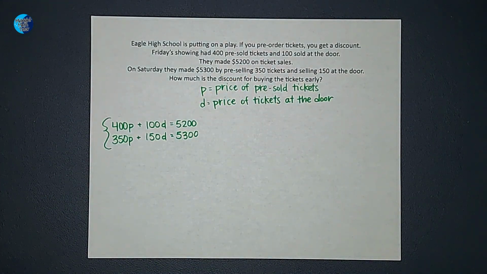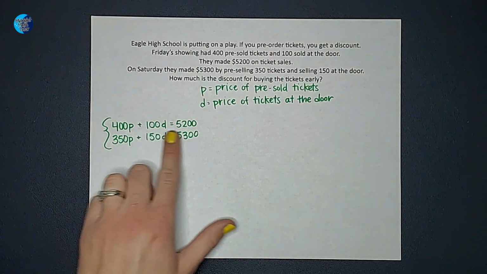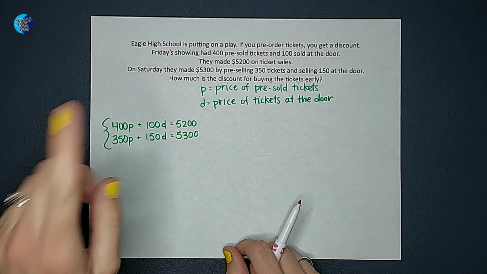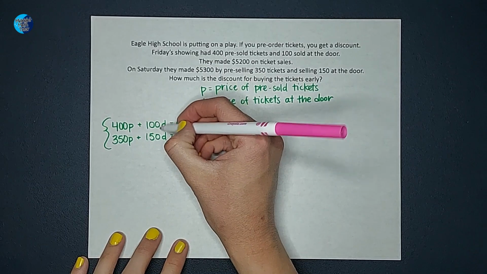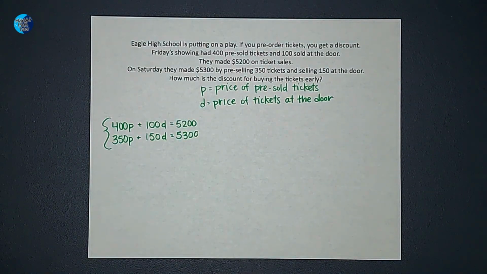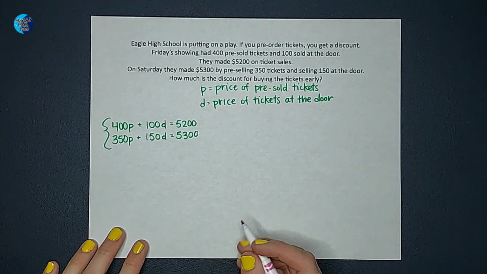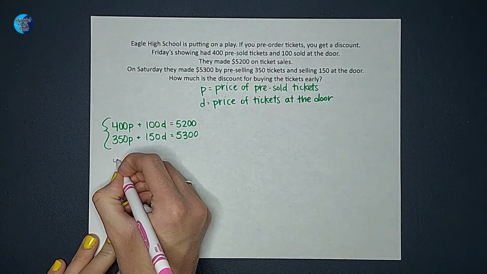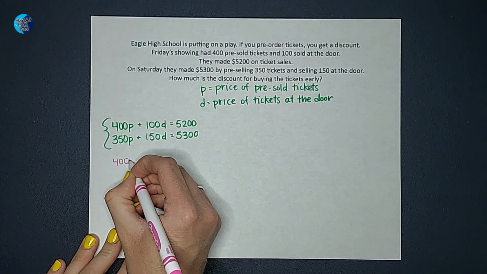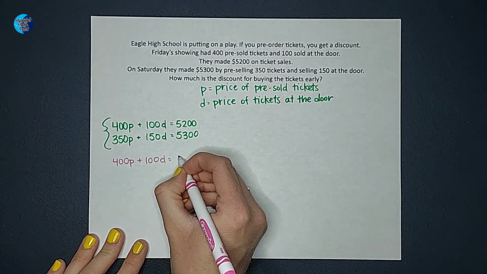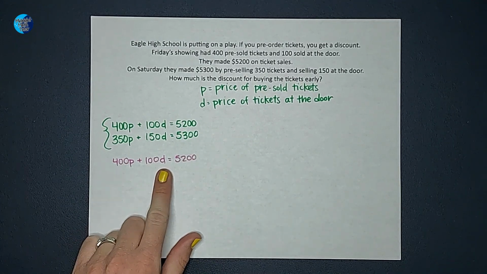The first thing I need to do is get one of my variables alone. You can pick whichever one. I am going to try to get this D alone. I've looked at this problem, and that's going to be the easiest one, just as a hint. So I have the 400p. I'm just rewriting that top equation because I'm going to move it around a little bit. I want to get D alone.